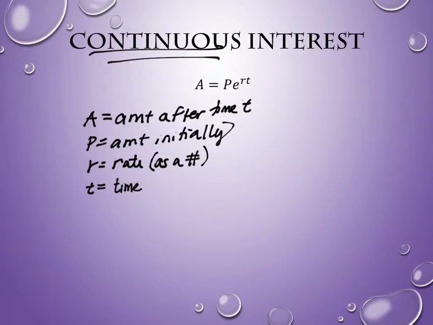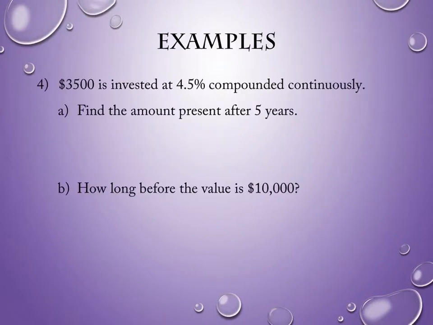So when we're dealing with money, the time is typically time in years, but in certain science experiments, the time might be measured in minutes or seconds or something like that. So it just depends on the context of the problem. All right, so our first example is going to be money. $3,500 is invested at 4.5% compounded continuously. Find the amount present after 5 years.